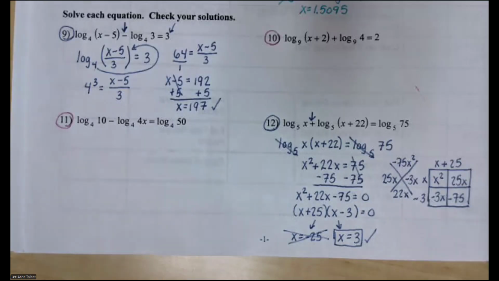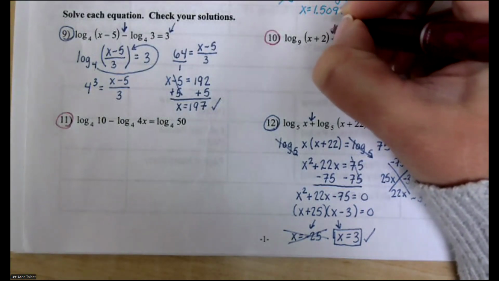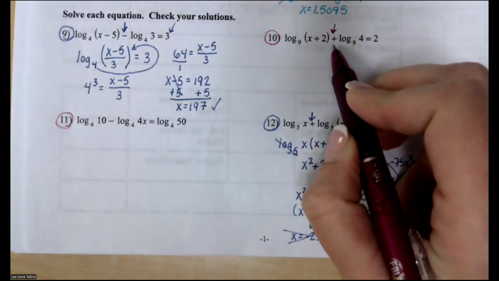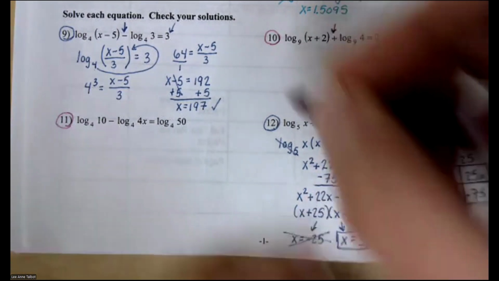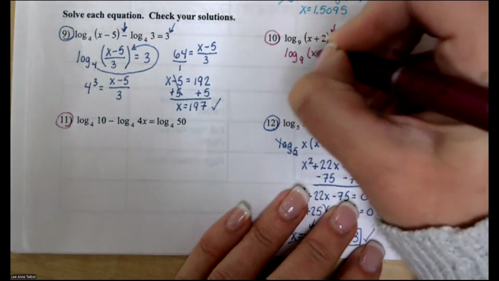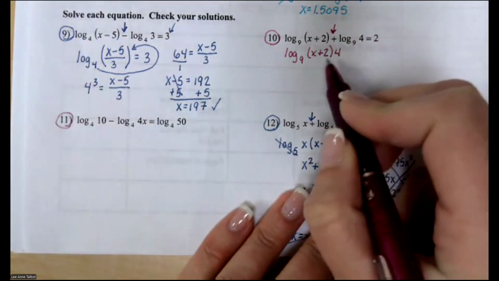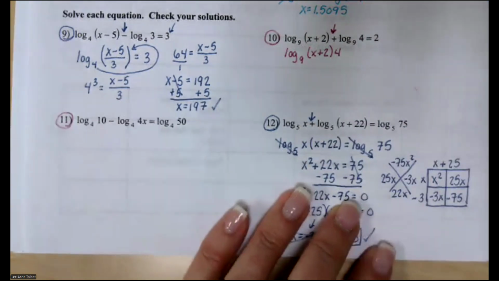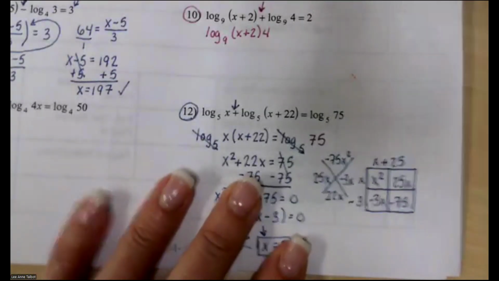You're really smart. Okay, so log equation, step one, find the operation. Operation is addition, which is multiplication. Great. So condense log base 9 of x plus 2 times 4. And for me, I'm just going to put the 4 right there to show times, and I'm going to do distributive property.